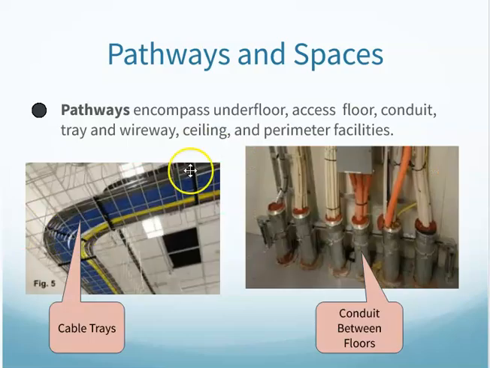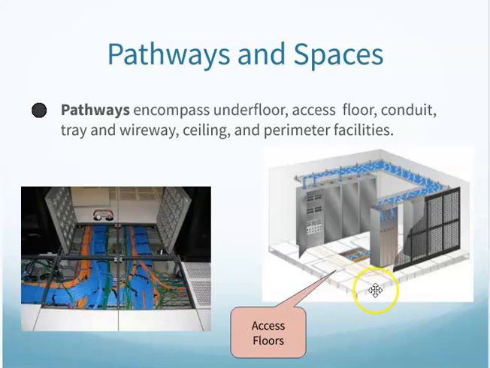Pathways include cable trays above your head, conduits between floors. Okay, I'm putting some pictures in here to connect dots for you. These can also be spaces under a floor. You might have a data center where you can lift the floor tiles out and lay the cabling underneath.